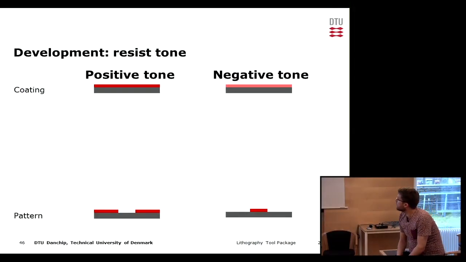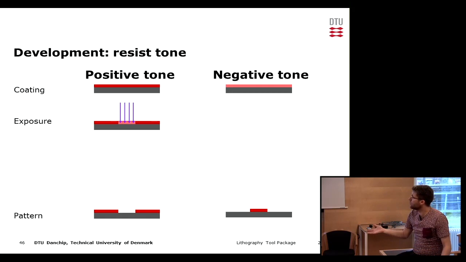So I just want to talk about a term that is called resist tone. So we have two different kinds of resists, basically. It's two different types of resist, positive tone and negative tone. And if we start with the positive tone, we spin coat a layer of resist on top of the substrate, which is not soluble in the developer. So that's where we start. We start with something that would not dissolve if we put it into the developer.